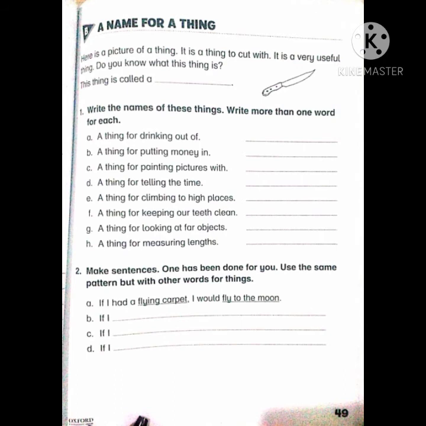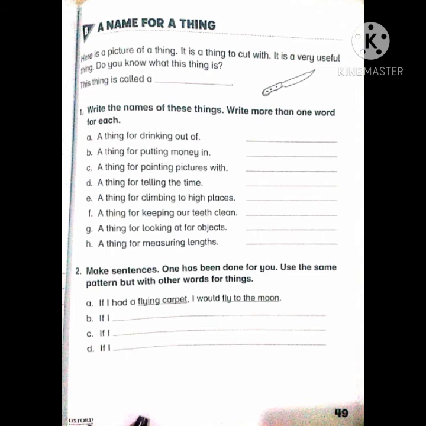The first one is a thing for drinking out of. Matlab jis cheez mein hum paani peete hain. A thing for drinking out of is a glass or a mug. The second one is a thing for putting money in. Jis cheez mein hum paise rakhte hain. A money box, a purse or a wallet. The next one is a thing for painting pictures with. Matlab jis cheez se hum tasveer banate hain. A paint brush or a paint.